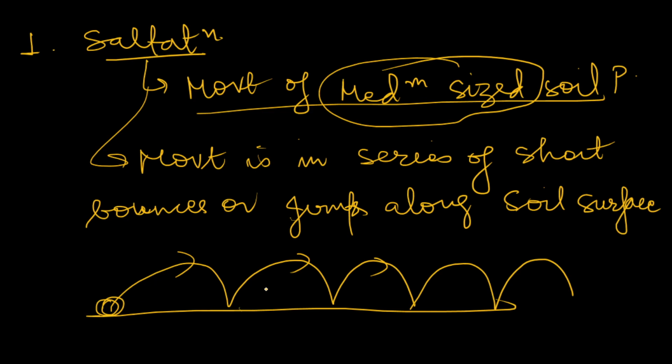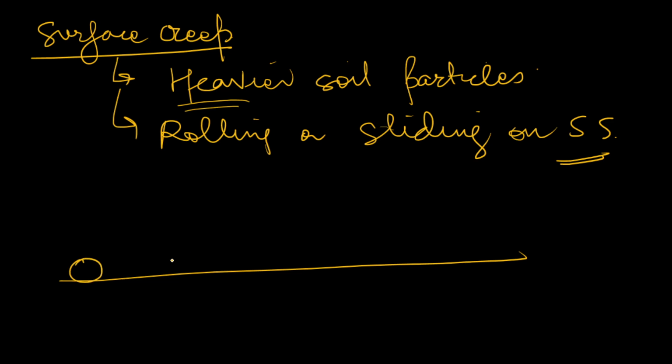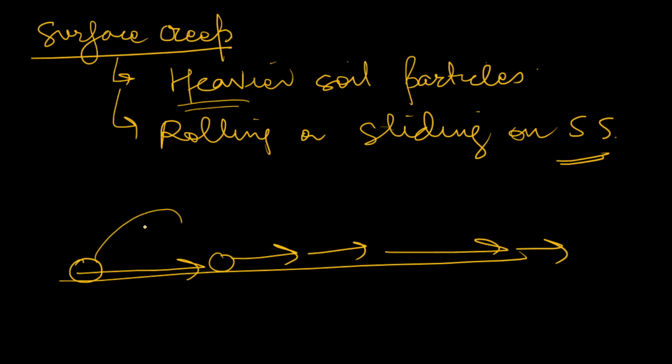As you can see, in saltation the particles were medium-sized, so they were able to fly for some time, jump, come down, then jump and come down again. But in surface creep, the soil particles are very heavy, so they are not able to jump. Instead they roll or slide on the ground only, like this. So this is what surface creep is. As the soil particles are heavier, they are not able to jump, instead they creep or roll on the surface only.